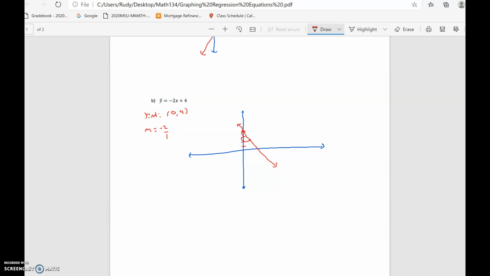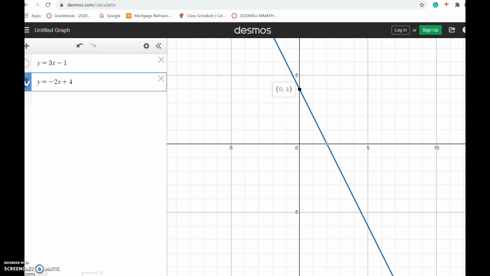Let me just go to the actual software. And I'm using this coordinate point. If you're using the software, you could have also used (2, 0). Plot those 2 points and then connect them. So this is your second picture.